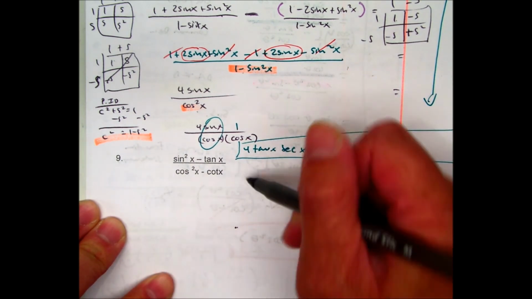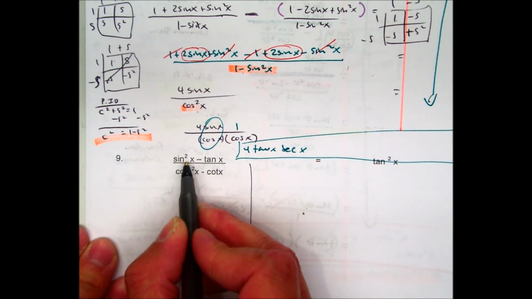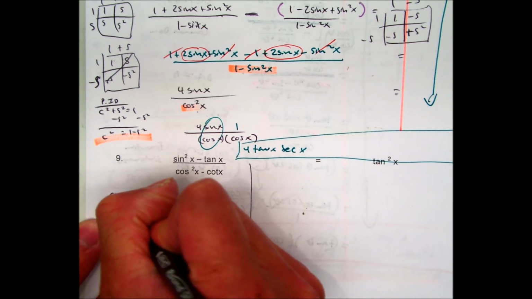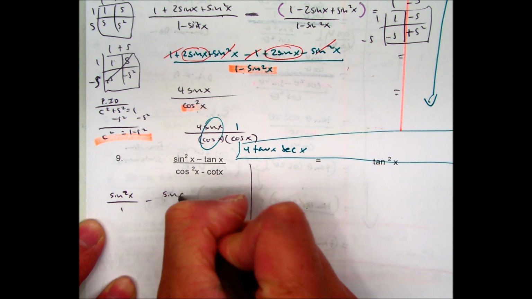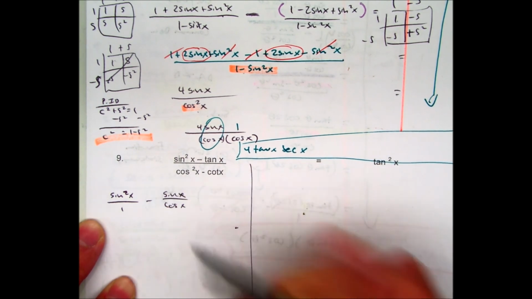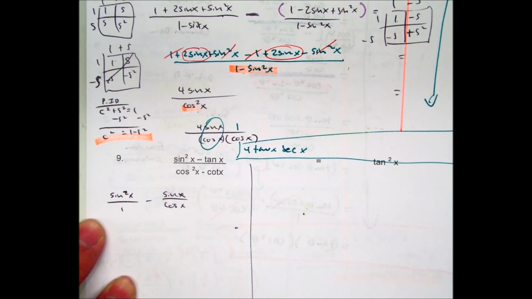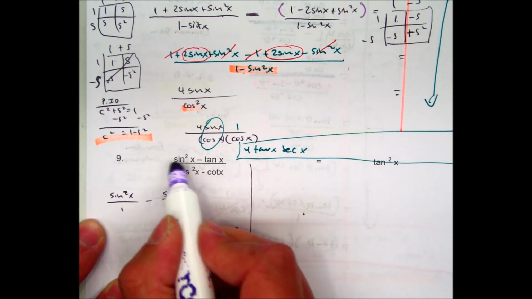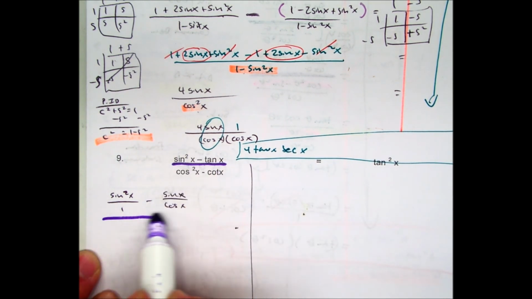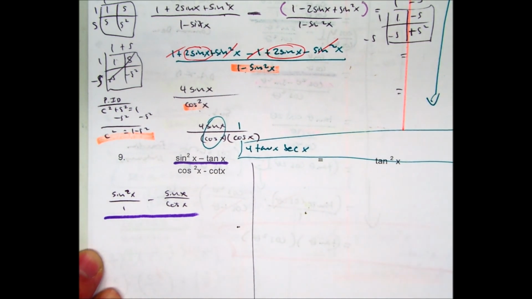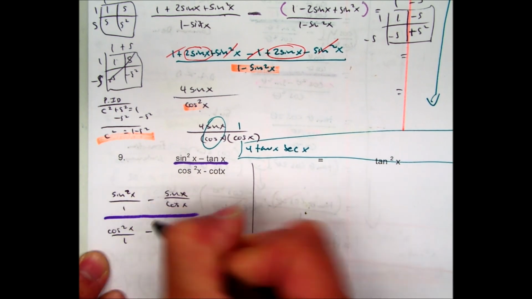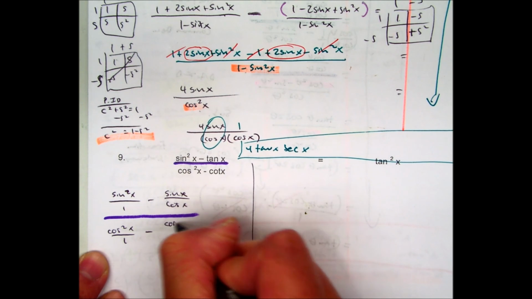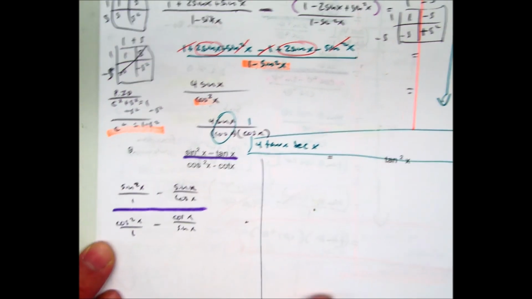I worked on the left-hand side, and then what I decided to do was change all of these into sines and cosines. So sine squared x over 1 minus sine x over cosine x. Once you start getting really complicated with your fractions, I like to make my fraction lines in a different color, so you can clearly see the numerator and denominator. And then cosine squared x over 1 minus cotangent, which is cosine of x over sine of x.